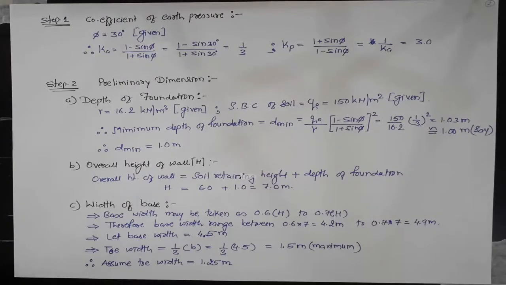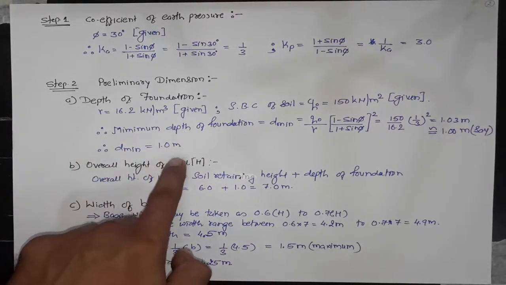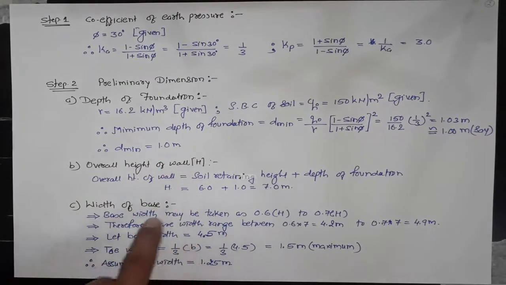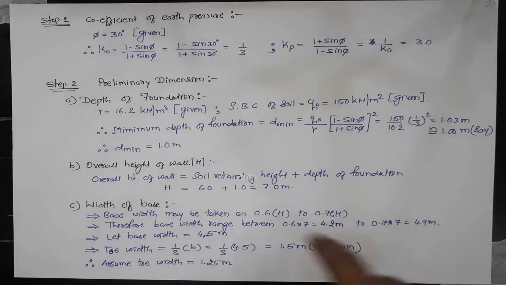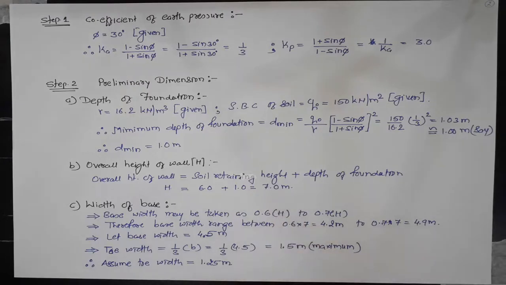Let's have a quick overview of the various steps involved in the design of a counterfort retaining wall. Step 1 was to determine the coefficient of the earth pressure. Step 2 is the preliminary dimensioning of the retaining wall, in which the depth of foundation was worked out to be 1 meter. Therefore, overall height of wall will be equal to the soil retention height 6 meter plus 1 meter foundation depth, which comes out to be 7 meter.